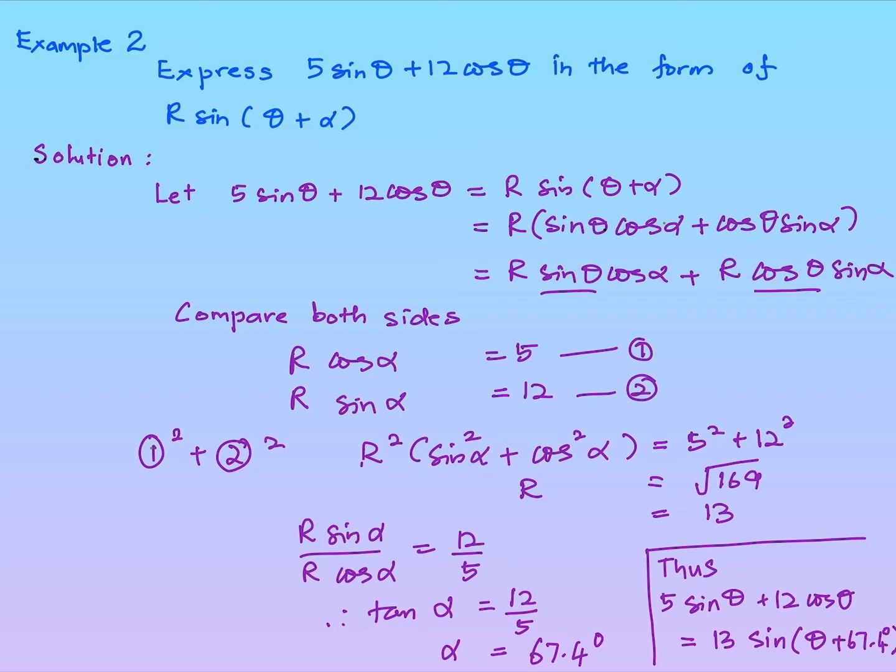Once we have alpha and also r, we put them into the question: 5 sin theta plus 12 cos theta, which is in terms of two different trigo functions. And now it becomes one single function, so 13 sin theta plus 67.4.